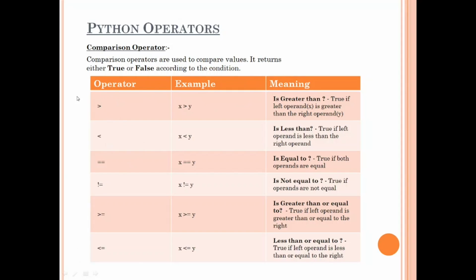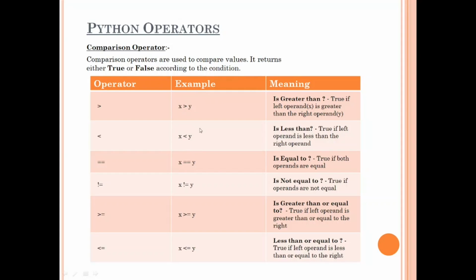Is greater than, the symbol of that is this, is less than, is equal to, is not equal to, is greater than or equal to, and is less than or equal to. So the first operator, that is the greater than operator, returns true if the left hand operand is greater than the right hand operand. So if here x is greater than y, then this operator will return true.